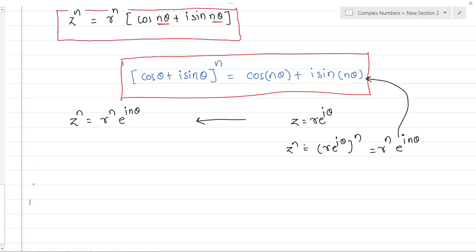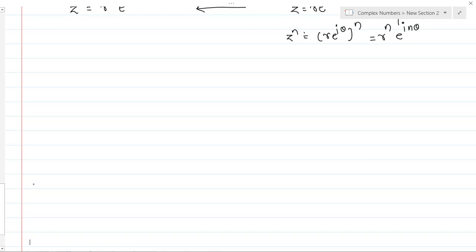Okay, now we make use of this De Moivre's theorem formula and let's find out a few questions. So the first question is, using De Moivre's theorem, simplify the following complex numbers. The first one is cos pi by 3 plus i sin pi by 3, to the power 8.